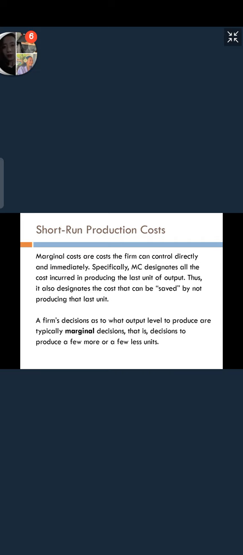Therefore, a firm's decision as to what output level to produce is typically the marginal decision, that is decided on whether they will produce many or they will only produce less.